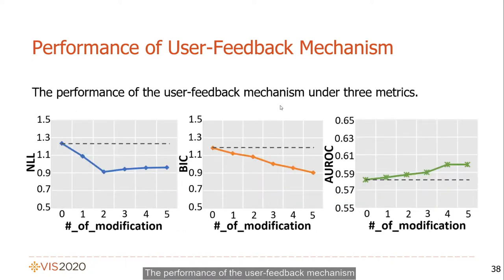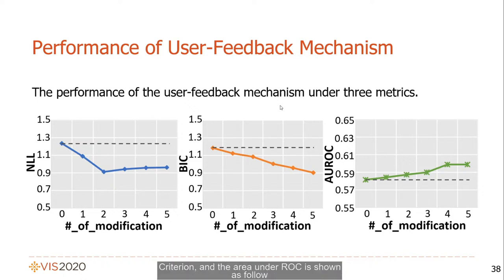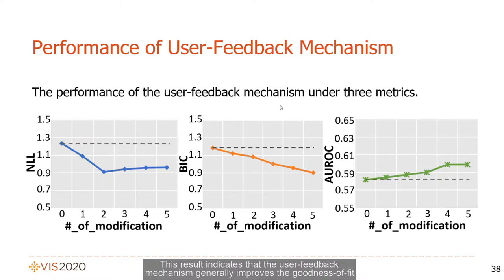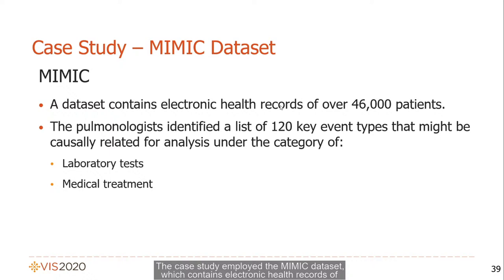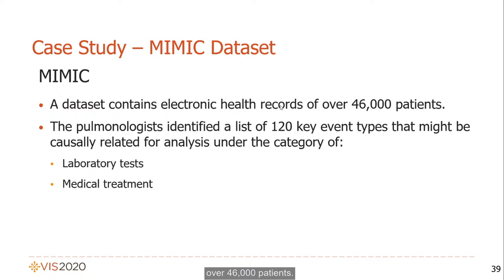The performance of the user feedback mechanism under three metrics: the regression likelihood, the Bayesian information criterion, and the area under ROC is shown as follows. This result indicates that the user feedback mechanism generally improves the goodness of fit of the causality analysis model and the accuracy of the analysis results. The case study employs a MIMIC dataset, which contains electronic health records of over 46,000 patients.